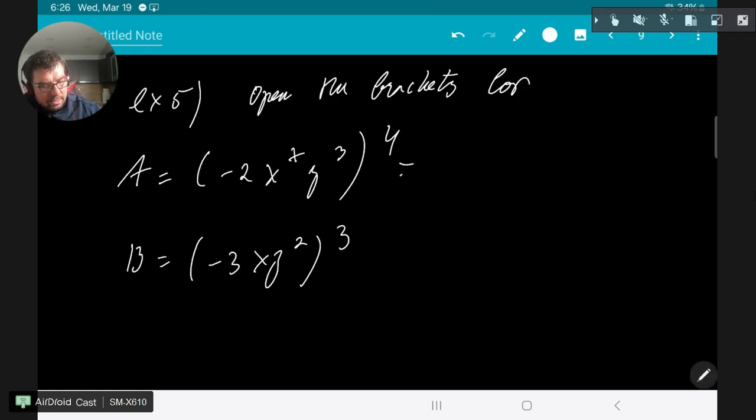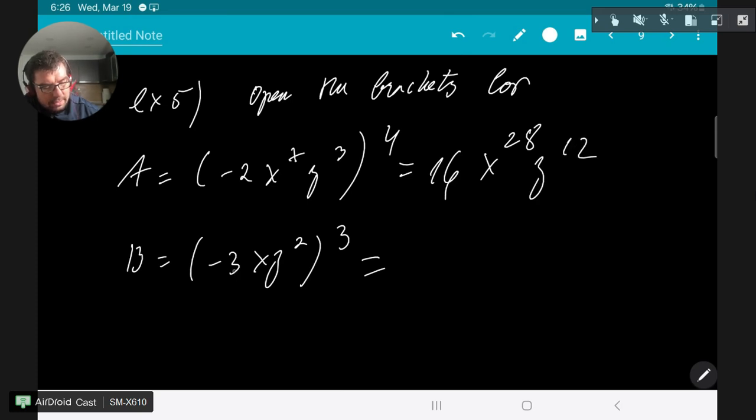Open the brackets. We know how to do this by applying the properties for power numbers. Every factor in the brackets is going to be raised to the power of 4 in the first case. So minus 2 to the power of 4 is 16. X to the power of 7 to the power of 4 is x to the power of 28. Y to the power of 3 to the power of 4 will be y to the power of 12.